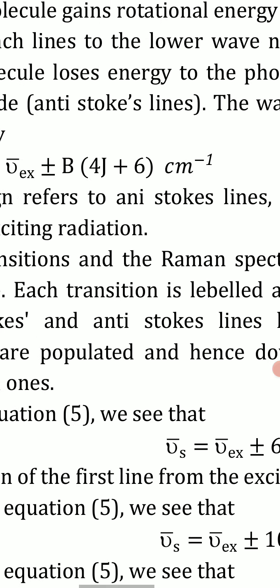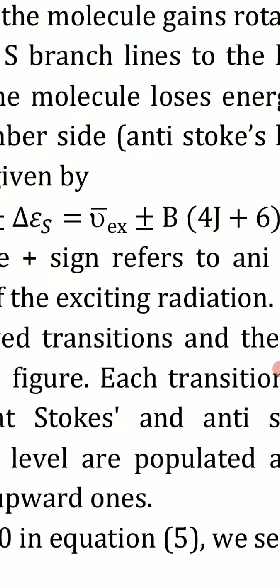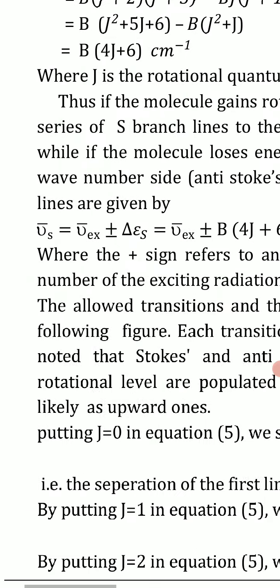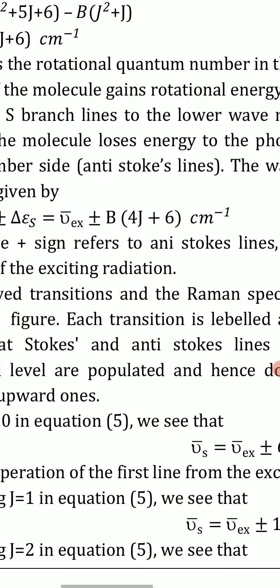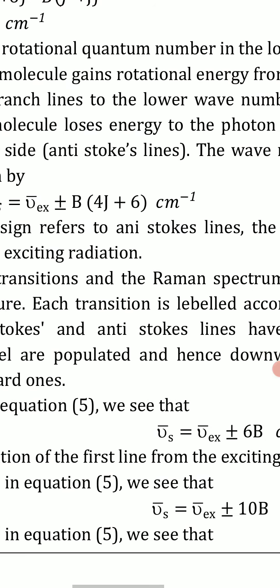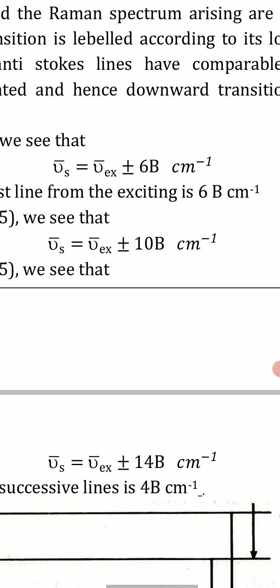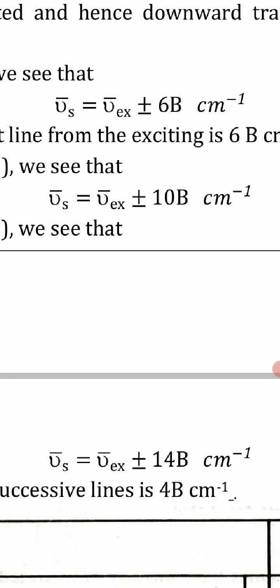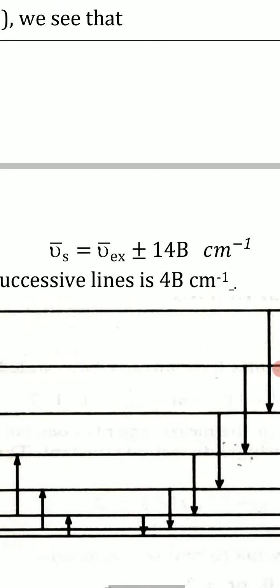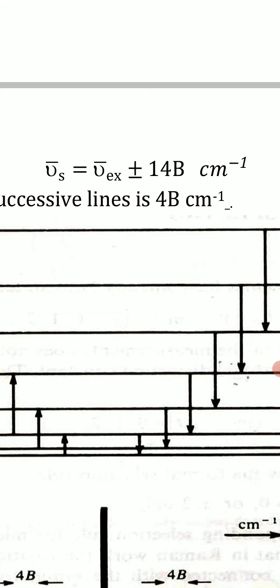Similarly, if we put j equal to 1 here, then for j equal to 1 we have nu s bar equal to nu ex bar plus minus 10b. If we put j equal to 2, we get nu s bar equal to nu ex bar plus minus 14b.